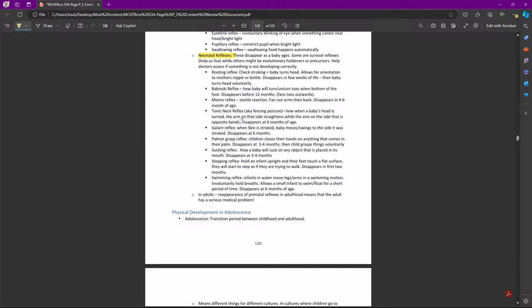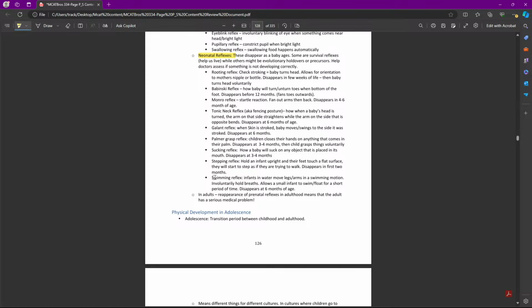Palmar grasp reflex is children close their hands on anything that comes in their palm. Stepping reflex is when you hold the infant upright and their feet touch a flat surface, they'll start to step as if they're trying to walk. Swimming reflex. Infants in water move legs and arms in a swimming motion. Involuntarily holds breath. Allows a small infant to swim and float for a short period of time. Disappears at the age of 6.